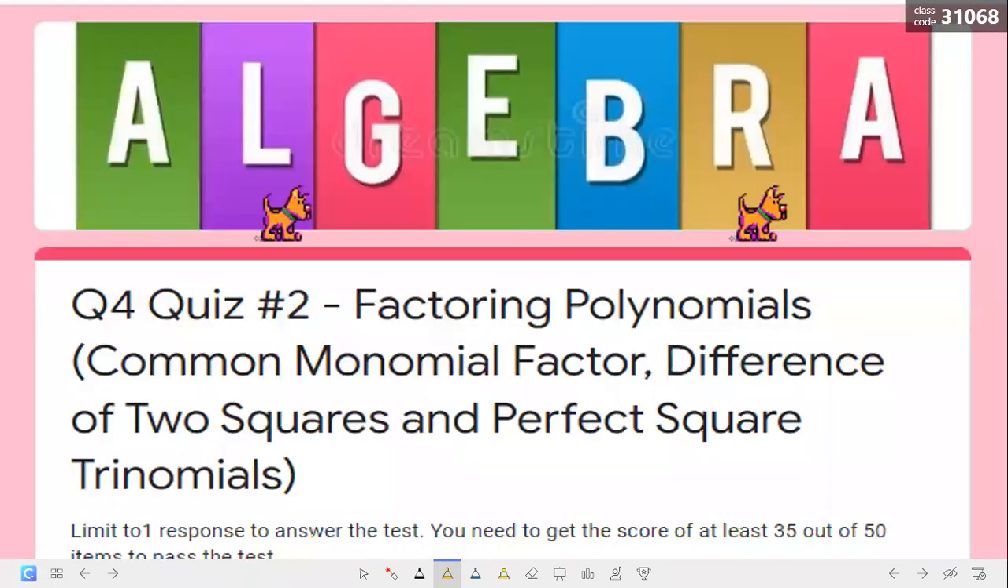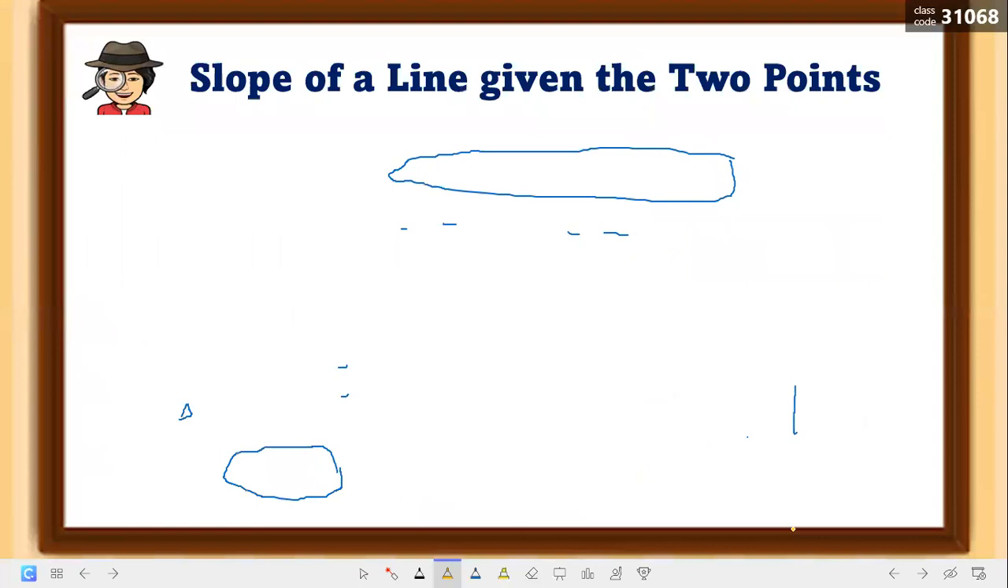Okay, with that, ito yung quiz number 2 ninyo. It's all about factoring, yung CMF, DTS, PST. Okay, at least 35 over 50. Okay, your performance task.